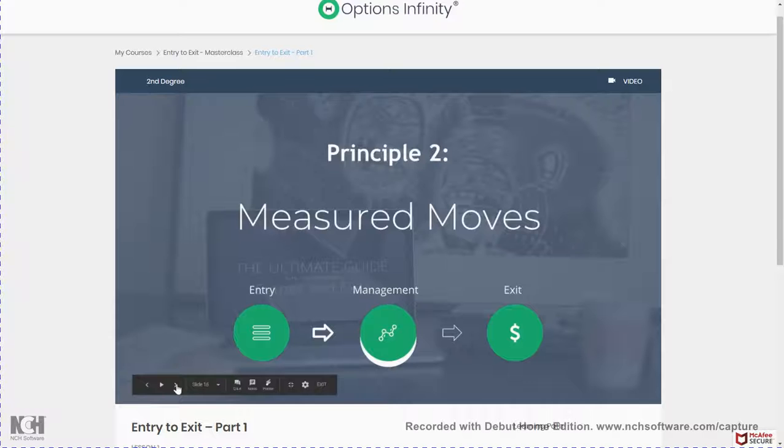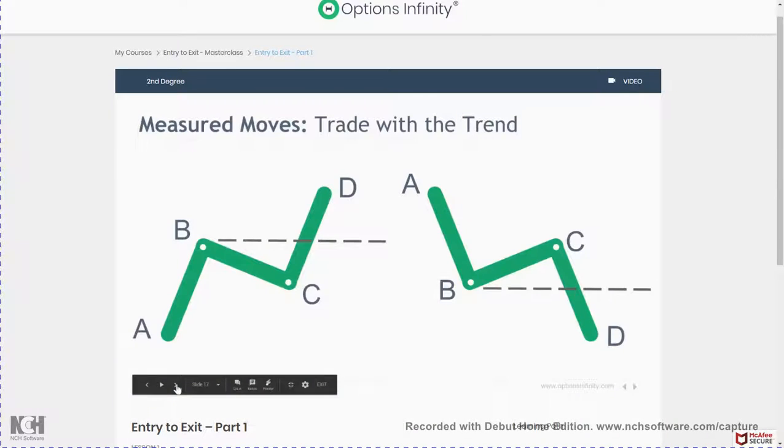Our second principle is using measured moves. Measured moves really show you where the trend is going. A measured move is when you have the price going up and it pulls back and then continues on. It has made a higher low and then a higher high.